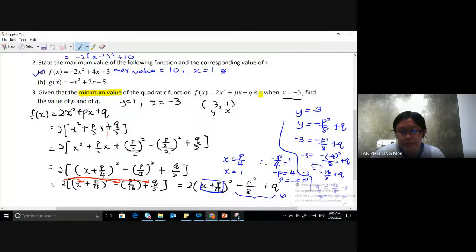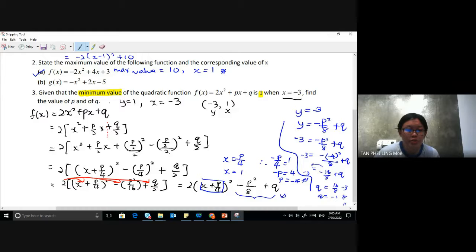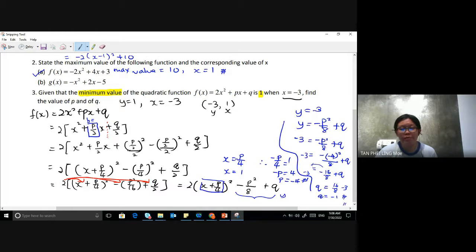Yes, Jasreen. Why did you repeat the p over 2 divided by 2 square? This one is your B over 2. What's your B? Your B is here, right? This one is your B. That's why you have to take B over 2. That's why I take my P over 2 divided by 2. So it follows my rules that you have plus B over 2 square minus B over 2 square.